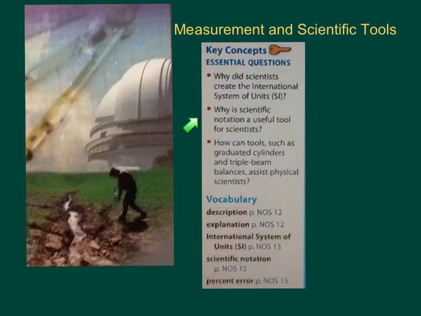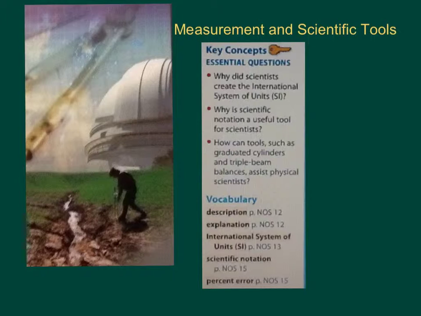Why is scientific notation a useful tool for scientists? And the third one that I want you to take a look at and write in your science journal would be, how can tools such as graduated cylinders and triple beam balances assist physical scientists? Those three questions are the essential questions that will be answered within this lesson. So what I want you to do is write those questions down, and we will talk about them. Once you go through your information, you should be able to answer each one of these.